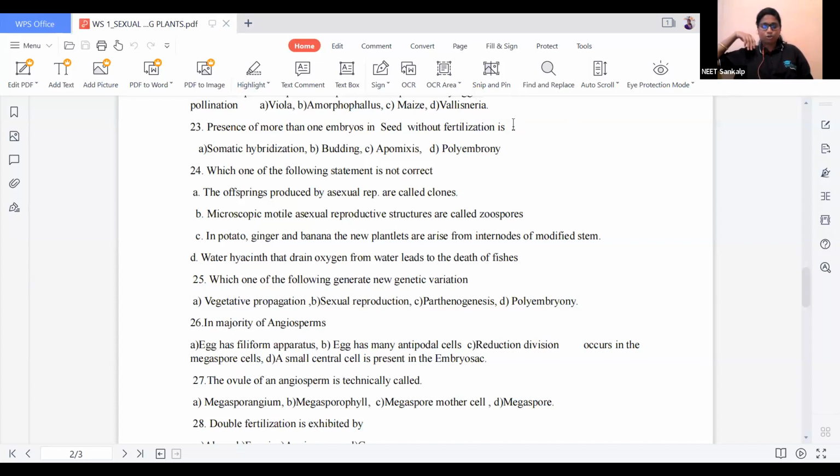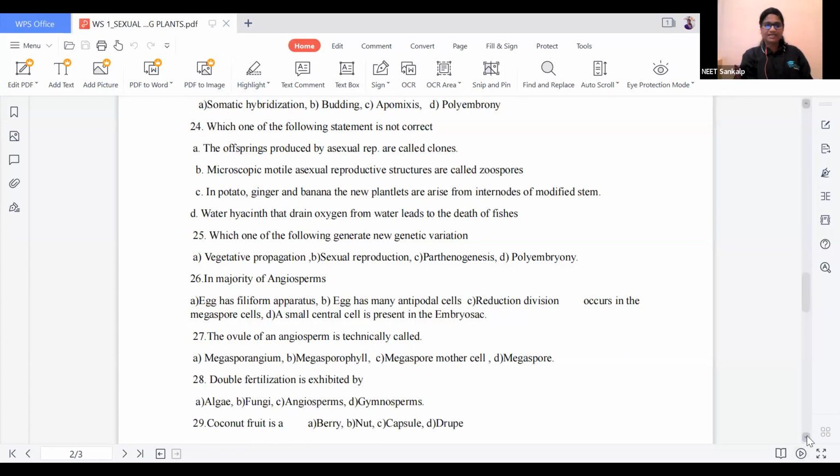Next, 27th question. The ovule of an angiosperm is technically called what? Option A, megasporangium. Option B, megasporophyll. Option C, megaspore mother cell. Option D, megaspore. Anvita, Priyanka, Mahalakshmi answered it as option A. Komala K answered it. Manju attempted it. So option A, megasporangium is the right answer.